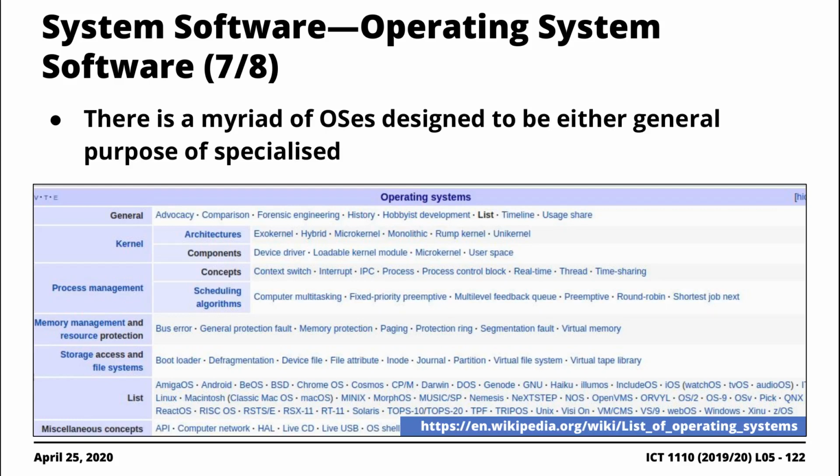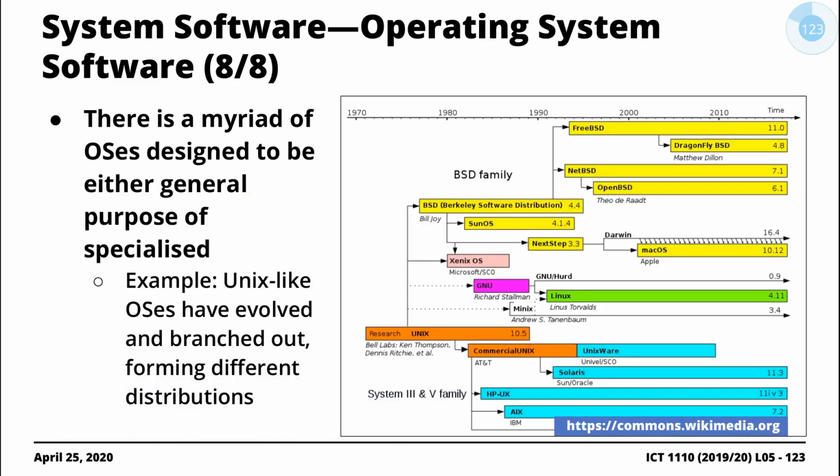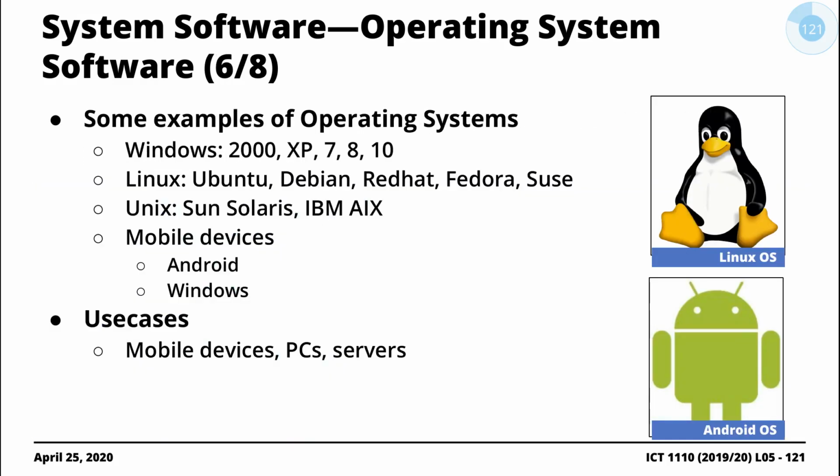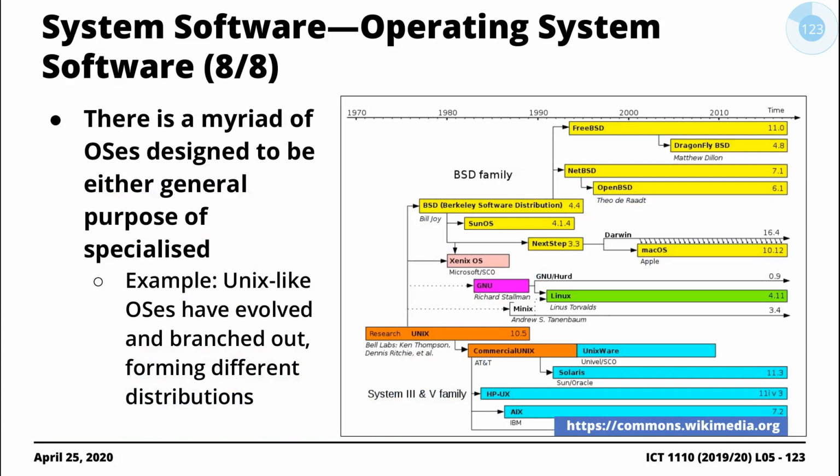If you're interested in really getting an appreciation of just how vast this sphere of operating systems is, you probably want to go to this very nice Wikipedia page, or just Google up list of operating systems, and you come across this page here. You notice that this is by no means comprehensive. It just shows the different categories associated with this operating system software.